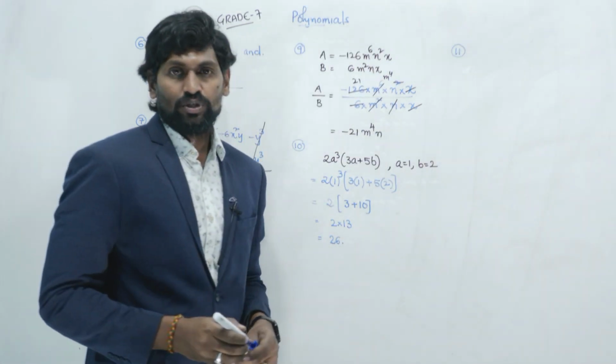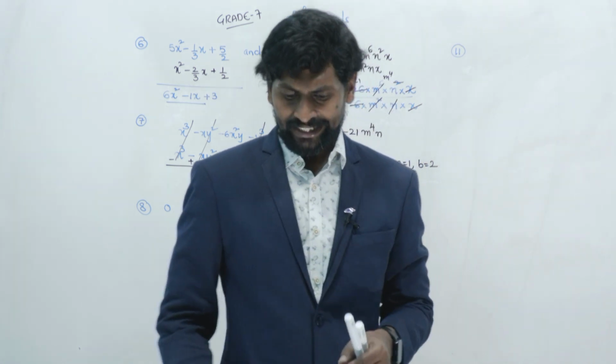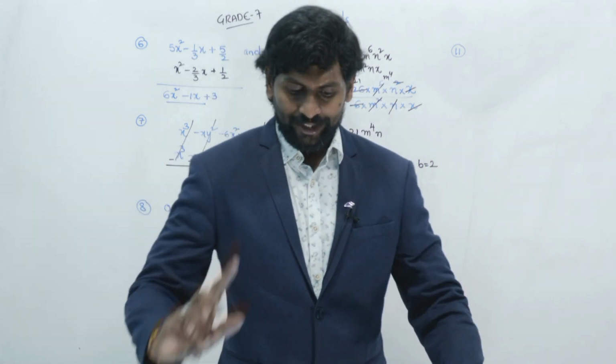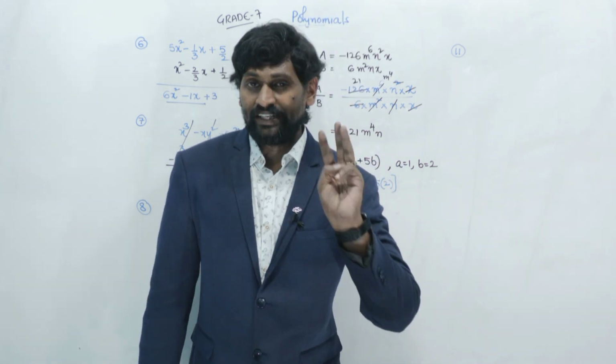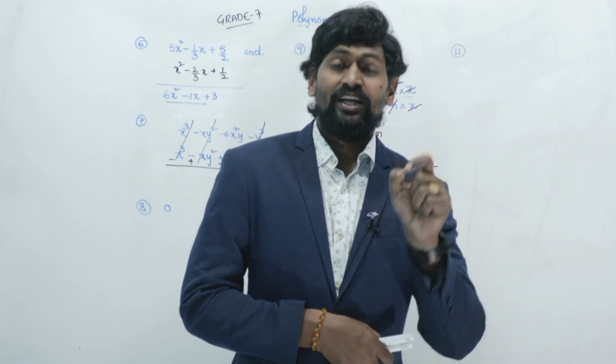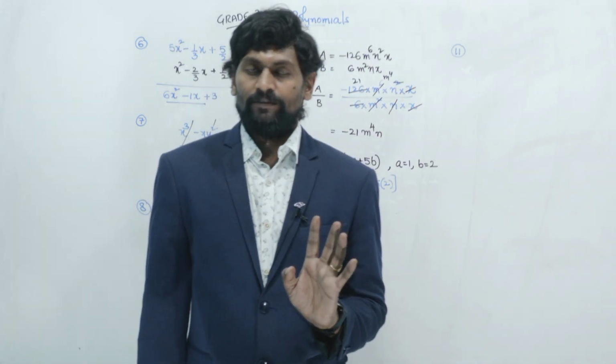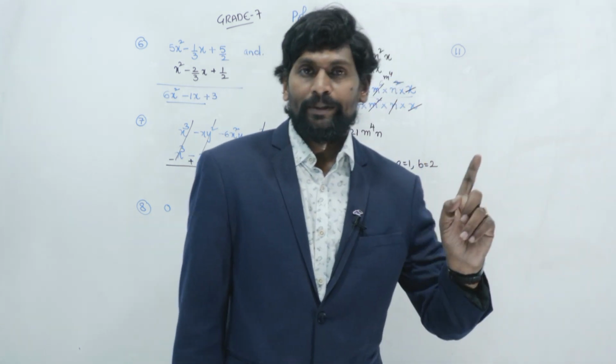Yeah. So the 11th one is: given that, which of the following are polynomials? I told you already where the conditions are. The exponent of a variable must be a non-negative integer. That means it should be any whole number. Otherwise, it cannot be a polynomial.